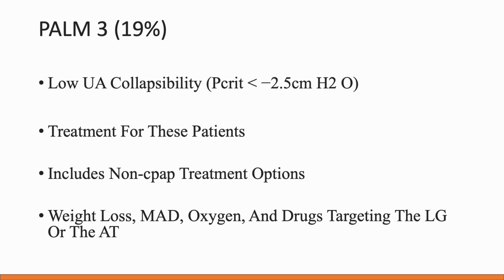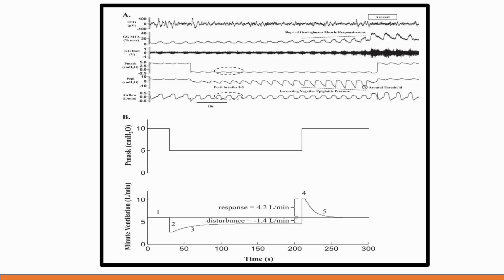PALM 3, 19%. Low upper airway collapsibility, the critical pressure is less than 2.5, with a therapeutic level of CPAP less than 8. Here you need a non-CPAP treatment option because it's not the airway collapsibility that's troubling them. You may have to do weight loss, mandibular advancement devices, and in case the loop gain or arousal threshold is involved, you need to target that.